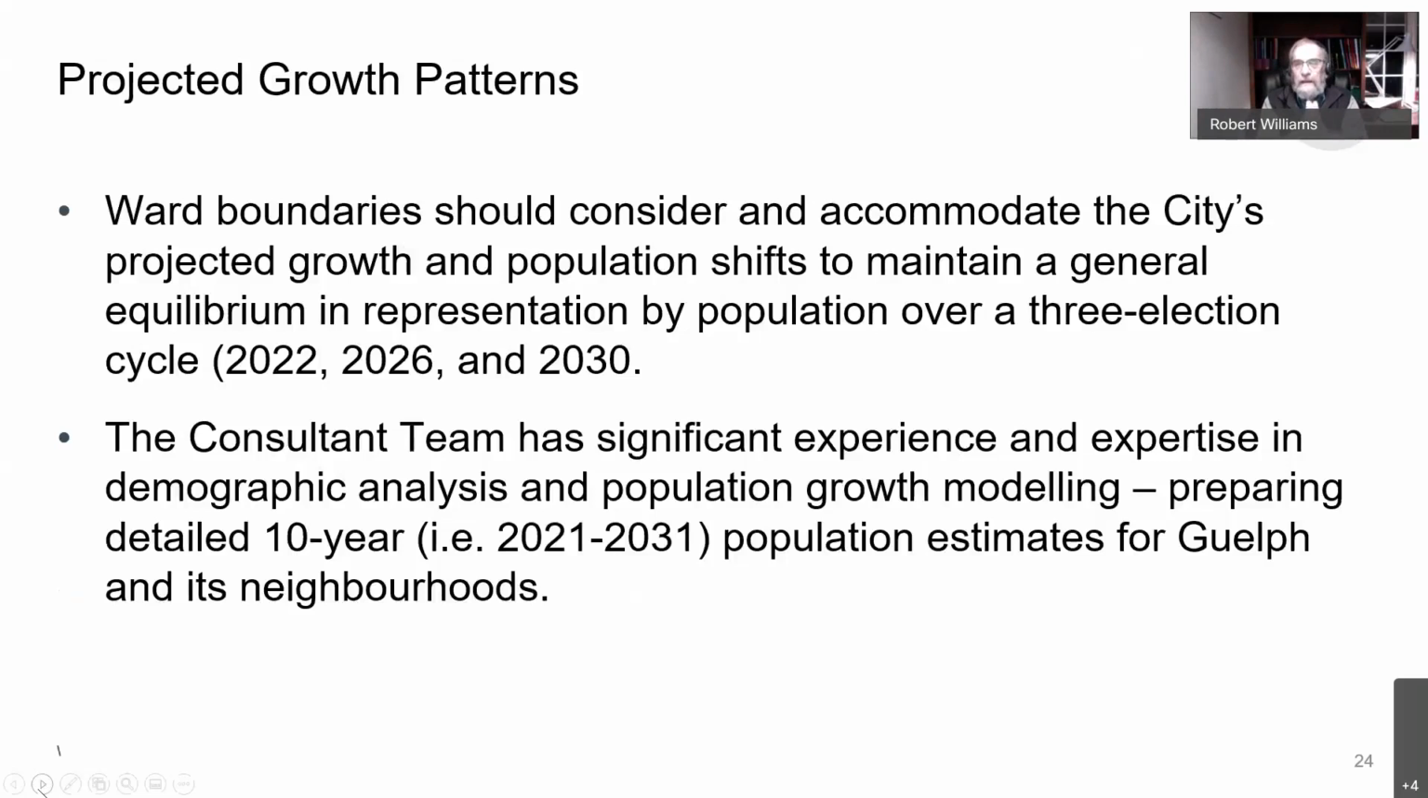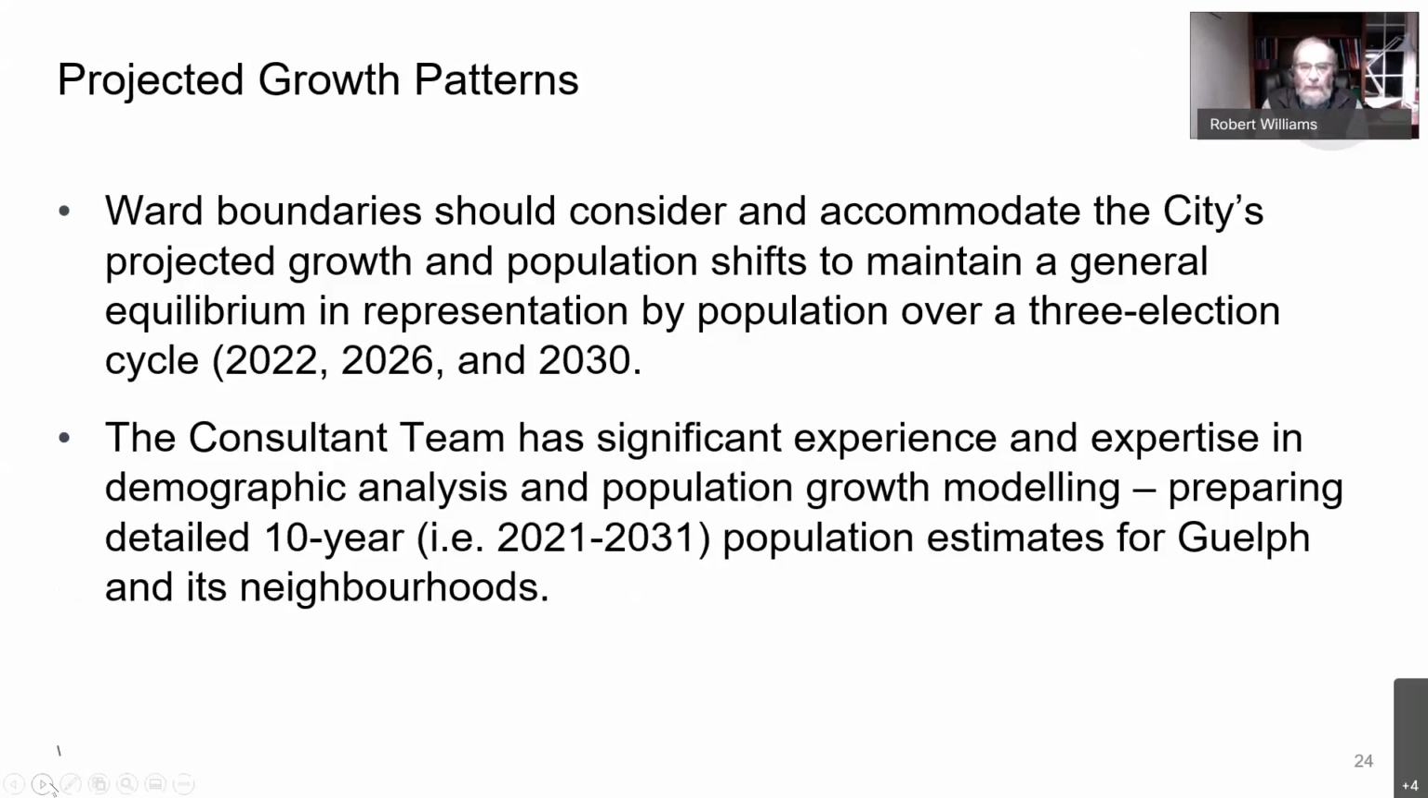Now, to reassure people that this is not just a kind of made-up exercise, the consultant team, and in particular Watson and Associates, has significant experience and expertise in demographic analysis and population growth modeling.